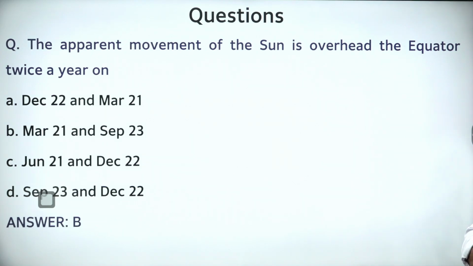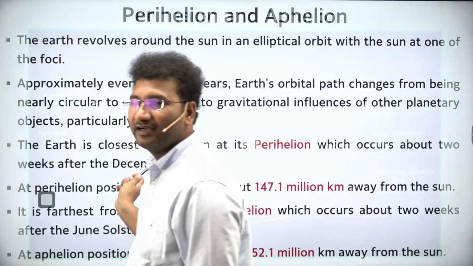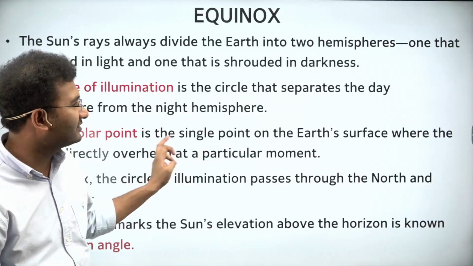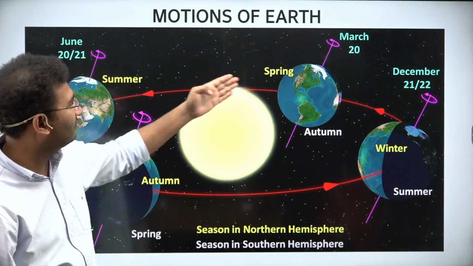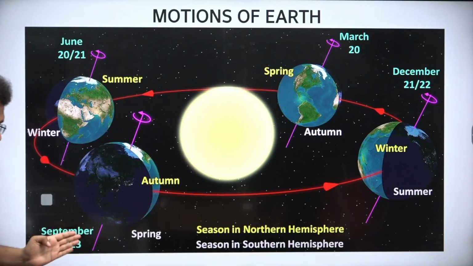Look here, the apparent movement of the sun is overhead at the equator twice a year, on the equinox. Equinox is in which months? It is in the months of March and September. March and September you will have equinox, right? One is in the month of March, the other is in the month of September.